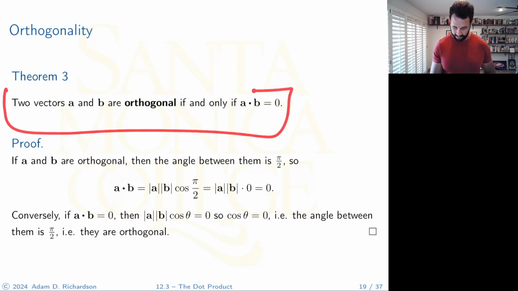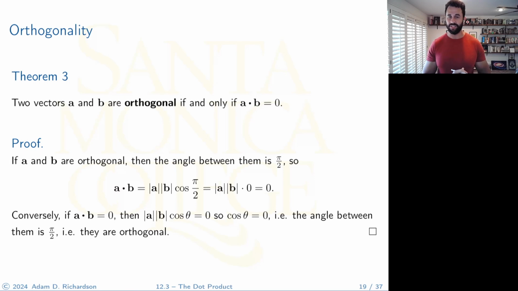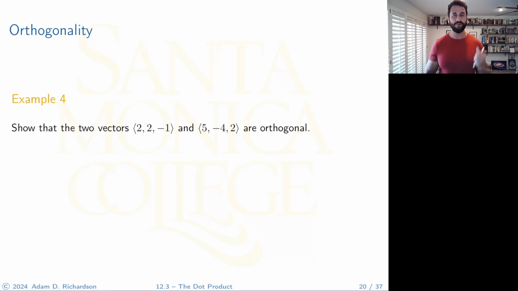So you can take this as a definition of orthogonality. That's what I'm trying to get at. Orthogonality means the dot product is 0. The dot product is 0 means the two vectors are orthogonal. That's the big idea. Okay, so let's say you come across a question like this.